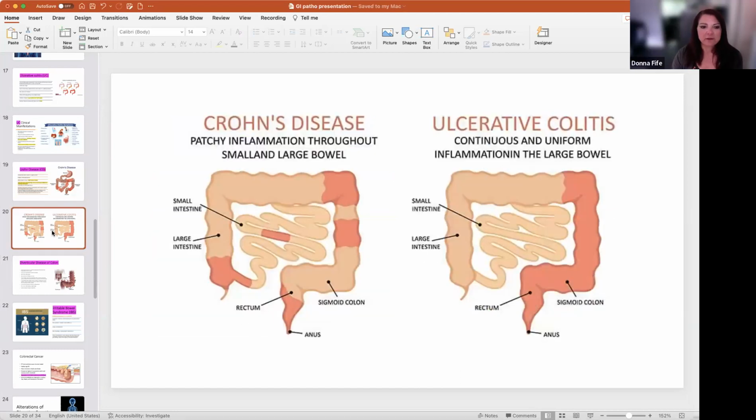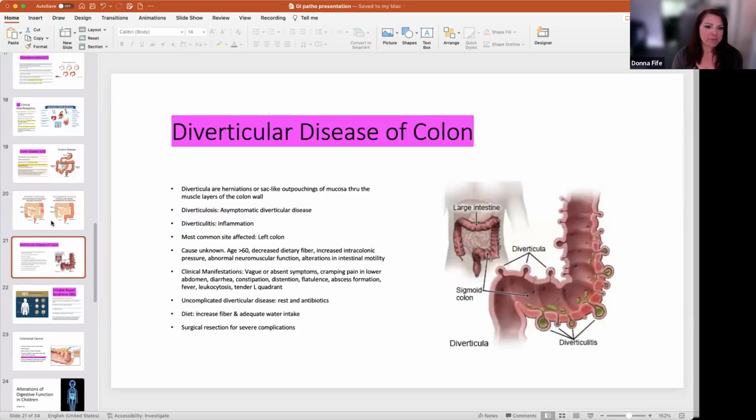Here's just a comparison of the two, again, with the skip lesions: unaffected, affected area, skips an area, affected area, and ulcerative colitis. And see, this is happening here in the small intestine as well. It can happen anywhere in the small and large intestines. And then ulcerative colitis happening just in the colon and no skip lesions.